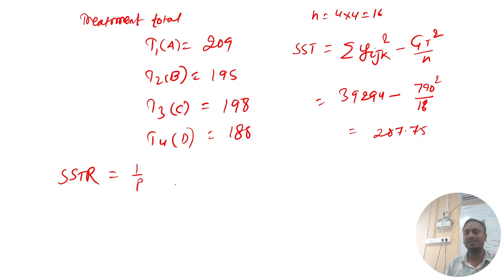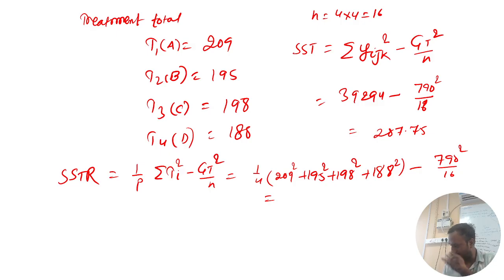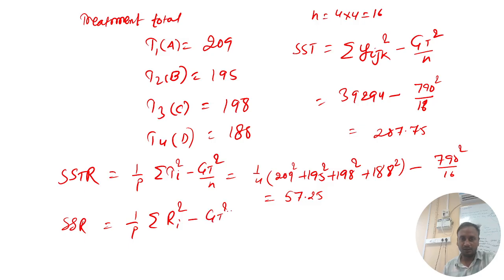Okay, so now we'll go with the SS treatment. 1 by P, where P means the number of blocks or the number of columns. Summation of TI square minus GT square by N. So 1 by 4 times 209 square plus 195 square plus 198 square plus 188 square minus 790 square by 16. If you calculate, SSTR came to 57.25.